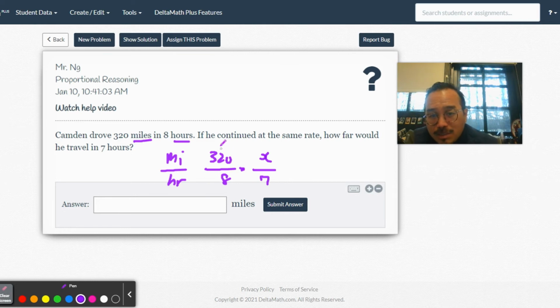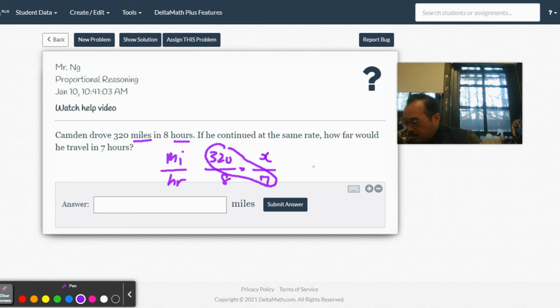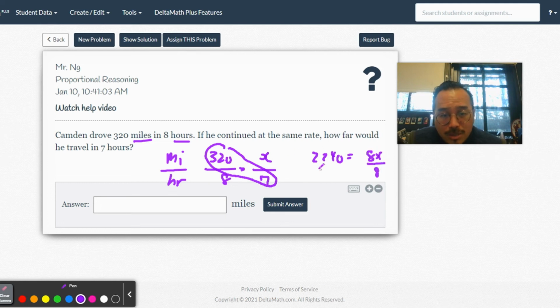Like in class, I think by now, hopefully, I'll let you use a calculator already. So that's 7 times 320. Just for the sake of speed, I'll use my calculator. 7 times 320 is 2240. 8 times x is 8x. 8 times what gives you 2240? We'll divide. 280. Let me put that in.